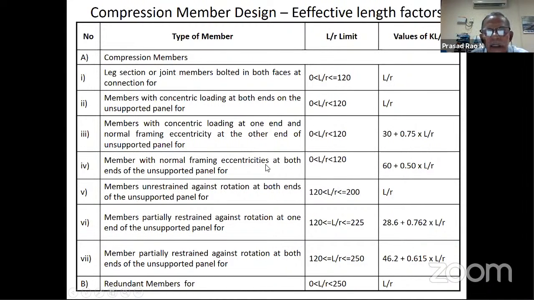Now I have a member with eccentricity on both sides, top and bottom. In that case, I am penalizing that member much more. I am reducing my stresses by putting 60 plus 0.5 L by R. That is 0.5 into 100, which becomes 50, plus 60, so 110. Instead of 100, I am taking 110 L by R. That means our stresses are reduced due to this eccentricity on both ends. I am accounting for this eccentricity by reducing my stresses.